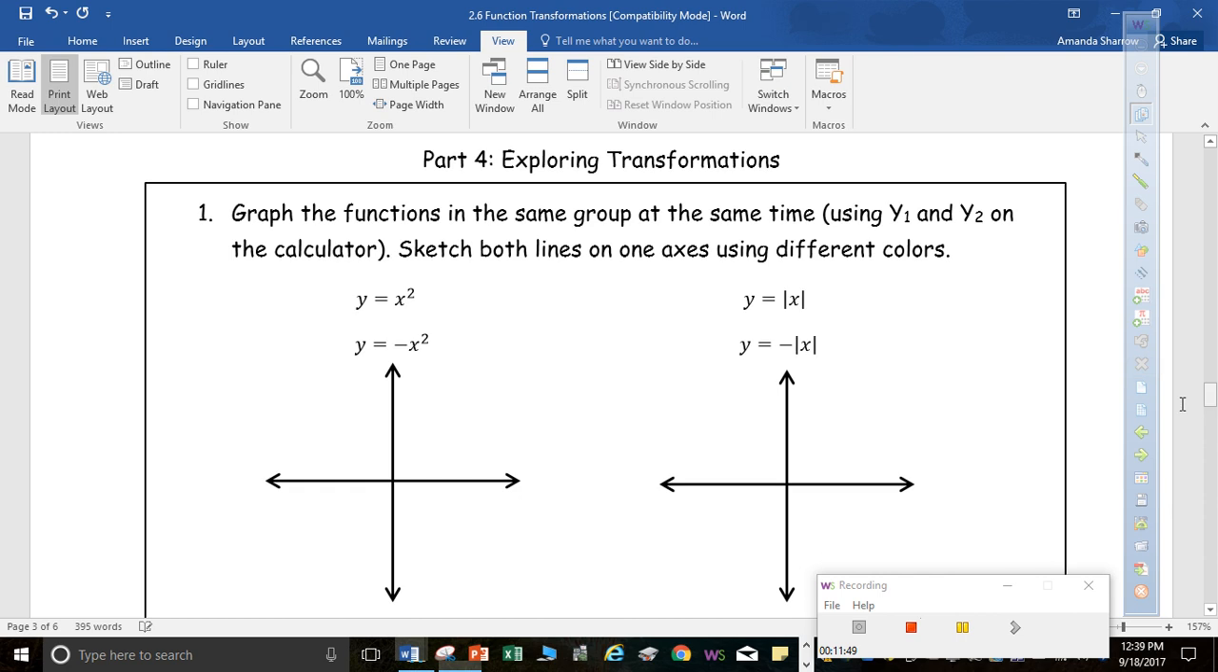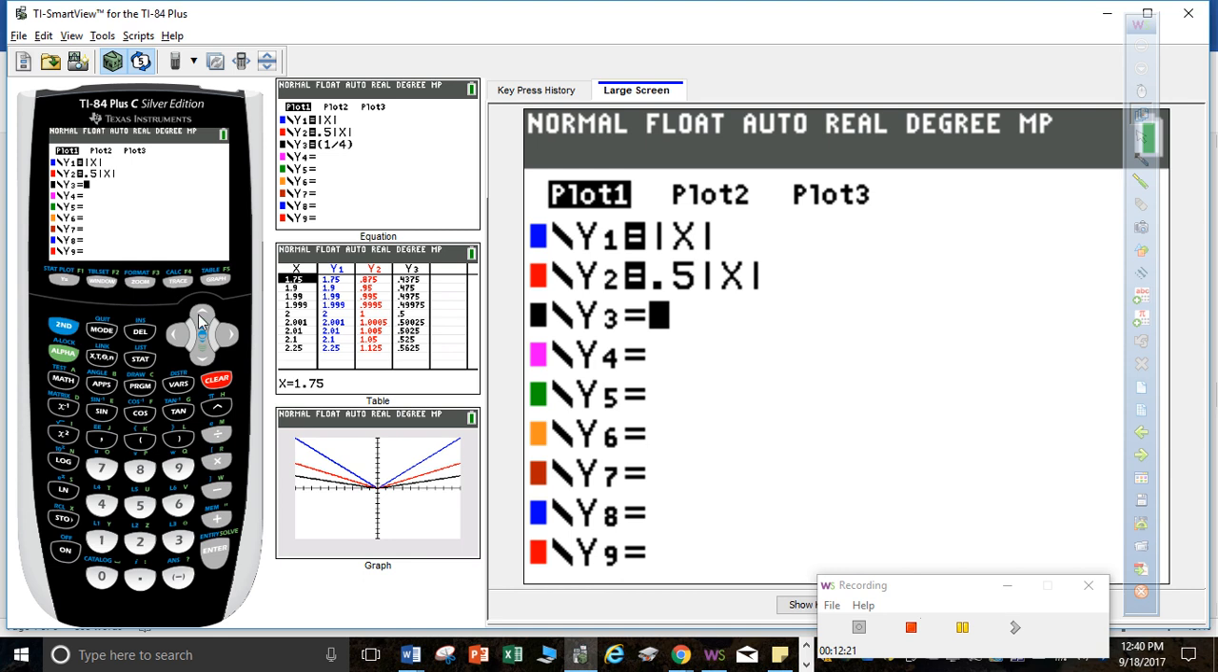Okay, when you're ready for this last section, part 4, we're going to look at a few other sets of 2 equations at the same time using both y1 and y2. The only difference here is that we are going to be sticking a negative sign in front. So let's go back to our calculator. I'm going to clear all of these out.